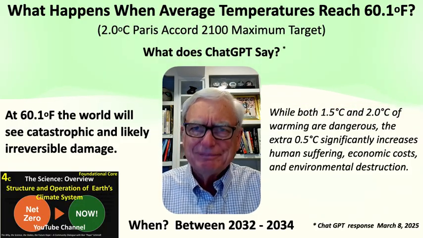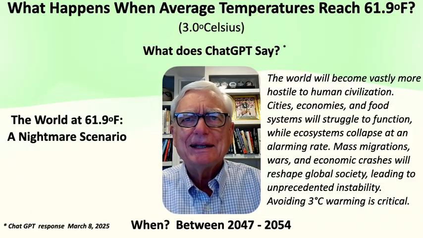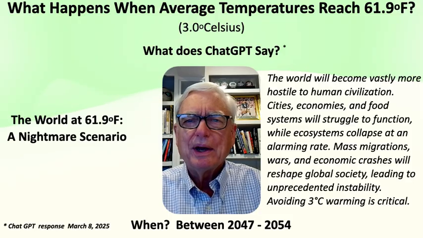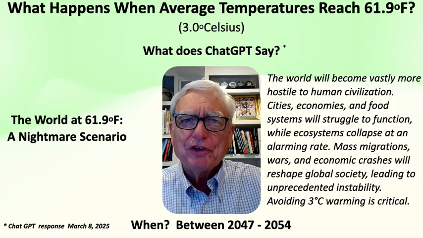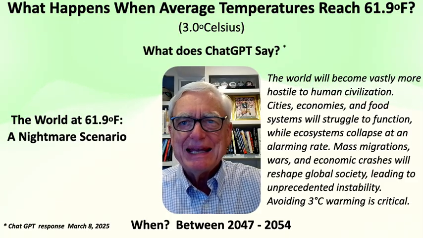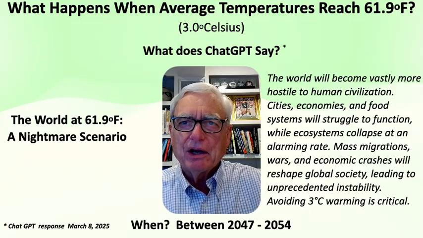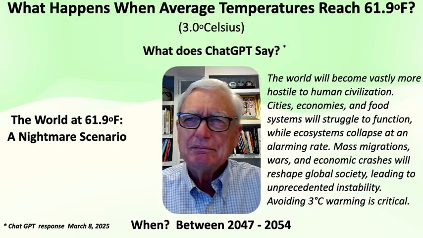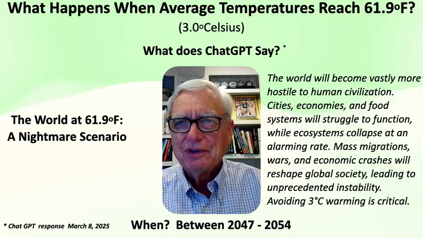Okay, let's continue. So what happens at 3 degrees Celsius, or 61.9 degrees Fahrenheit? It says the world at 61.9 degrees Fahrenheit, they call it a nightmare scenario. Let me say that again. A nightmare scenario. And it goes on to say, the world will become vastly more hostile to human civilizations.